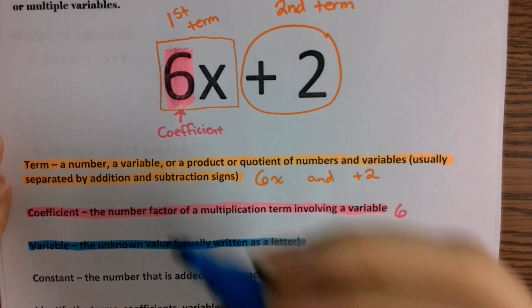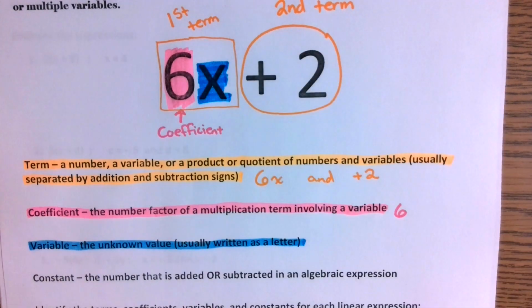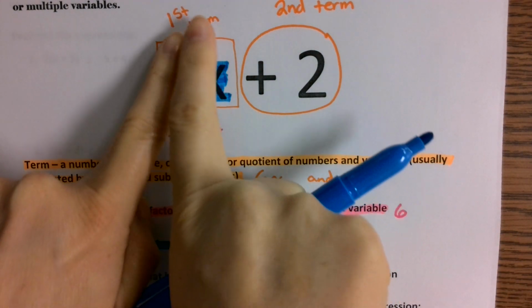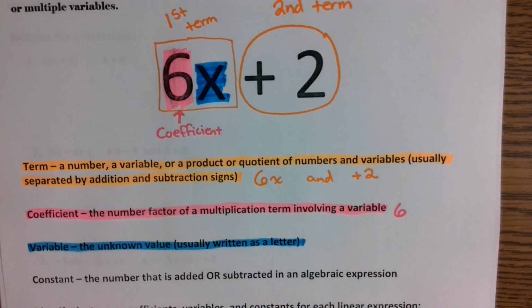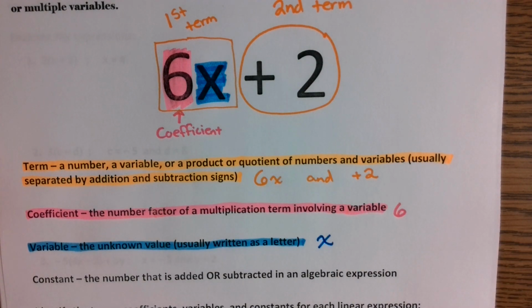Okay, so the variable in this case happens to be the x. And notice that the 6 and the x, when we multiply them together, that is labeled a term. 6x is a term. The 6 by itself is that coefficient. The x by itself is the variable.